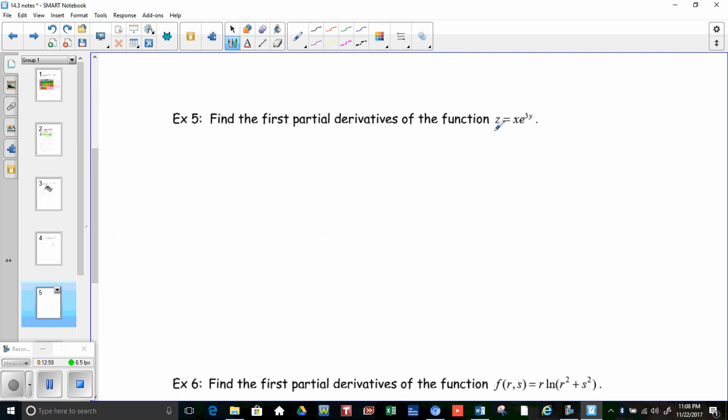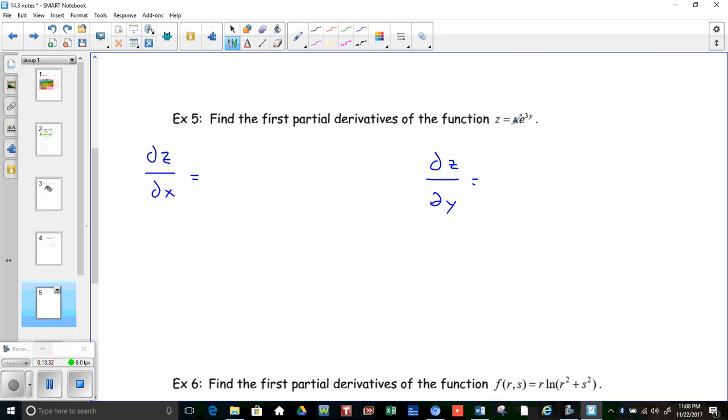Find the first partial derivatives of z equals x e to the 3y. In this case they gave us z, so we're going to use the notation of partial of z with respect to x first, and we want to do partial of z with respect to y. So let's do x first. If we take the derivative of this with respect to x, well, this whole e to the 3y is a constant now because we treat y as a constant.